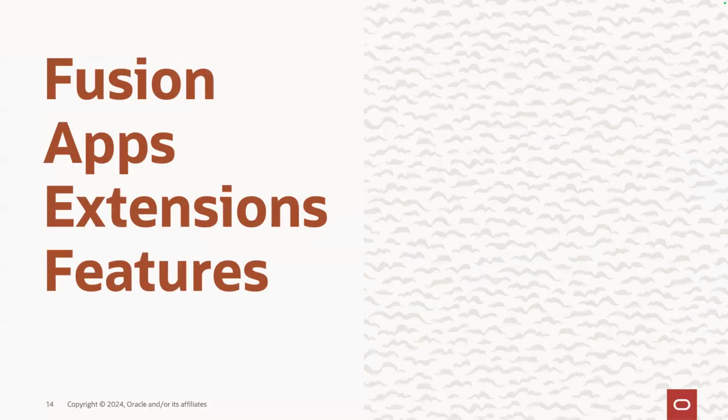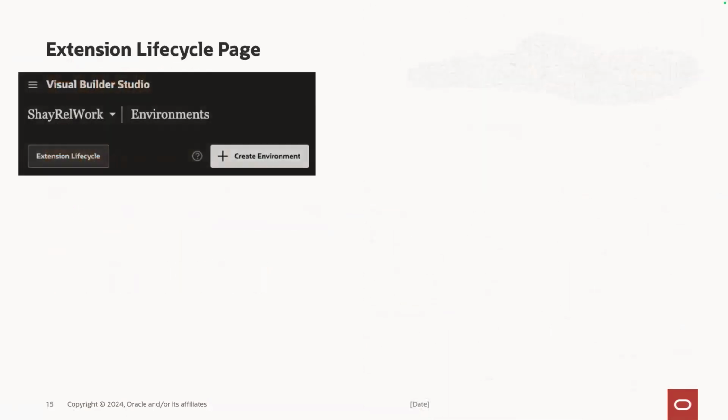Let's talk about some of the new features in the Fusion app extensions. So the first thing, and probably the biggest thing, is something called the extension lifecycle page. As people are creating more and more extensions, multiple developers are working on different workspaces in the project. Extensions might be deployed from various locations. We now have one central place where you can get information about all your extensions, and that's the lifecycle page.